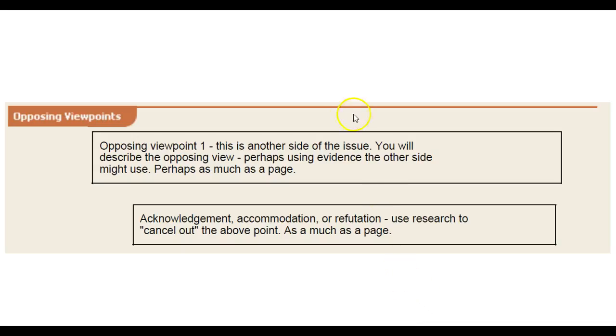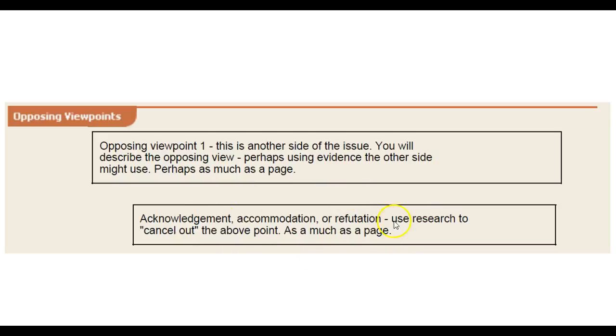The opposing viewpoints, this is the other side. This is the counterpoint to your point. And you're going to describe it just as you would have described your own, even using evidence or research from the other side. Could be as much as a page. Then, of course, to come back to your point, you always want yours to be the last point someone reads. You don't want to have the opposing point hanging out there at the end. You refute it, you rebut it. So you use research that is the opposite of what that is so that you can cancel out that above point, and that might be as much as a page.